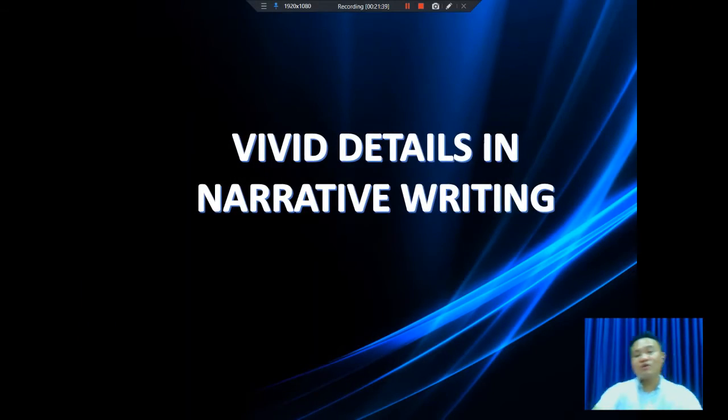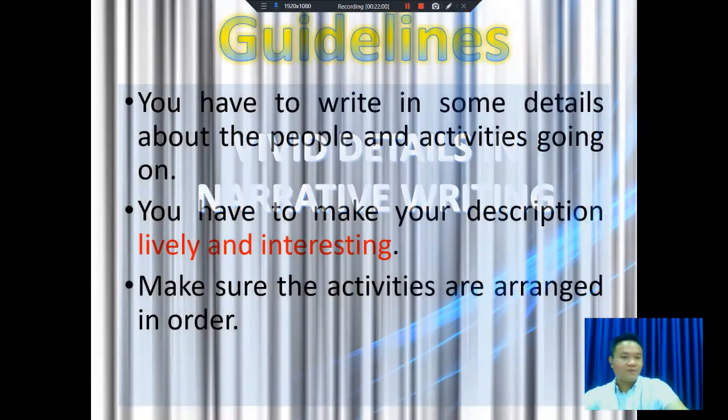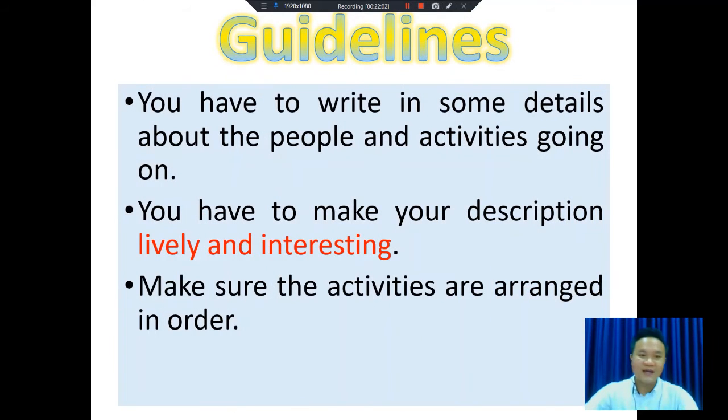Now, next I'm going to talk about vivid details in narrative writing. In order to grab hold of the attention of your reader, especially in narrative writing, you have to write in a very specific manner, or in vivid details. Okay, so how are we going to achieve this? Let's look at the guideline.